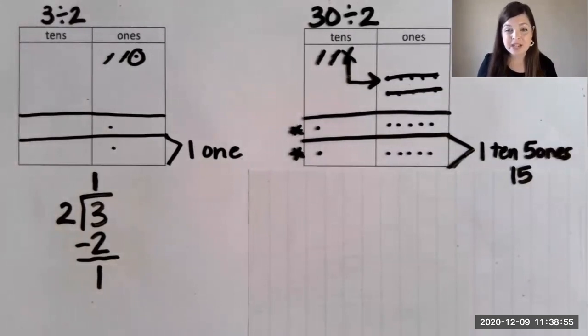Now let's solve 30 divided by 2 using long division. First, let's set up our problem.